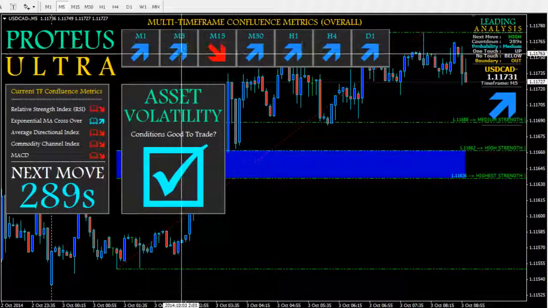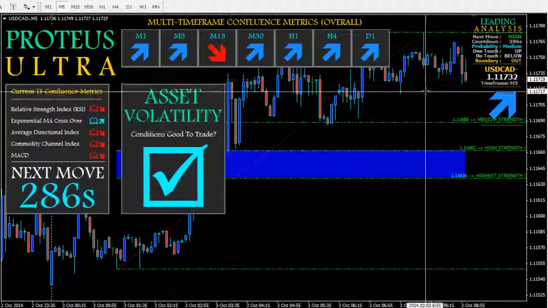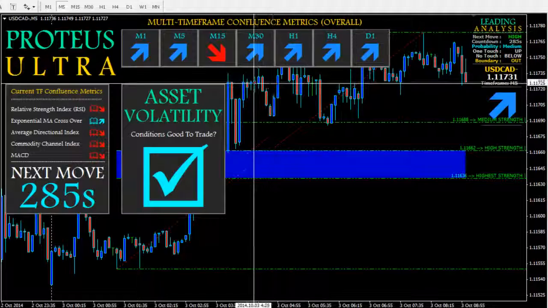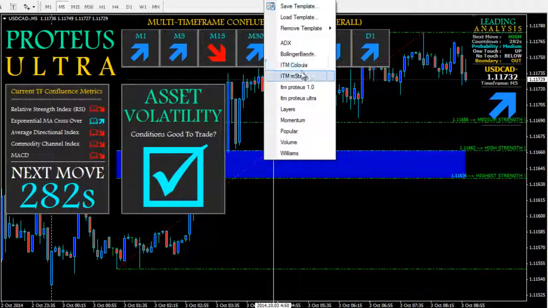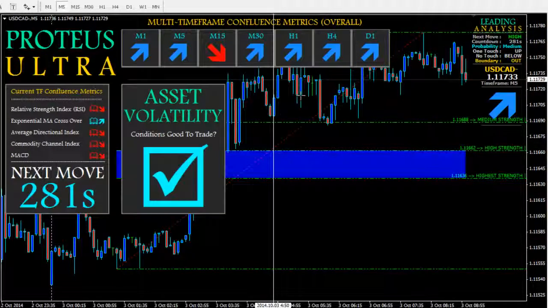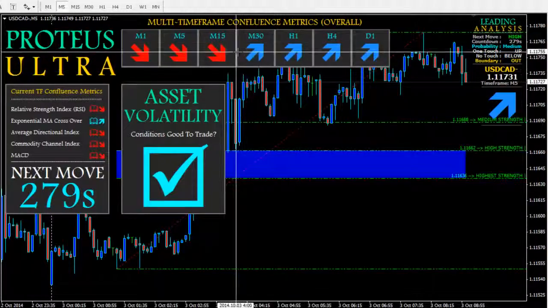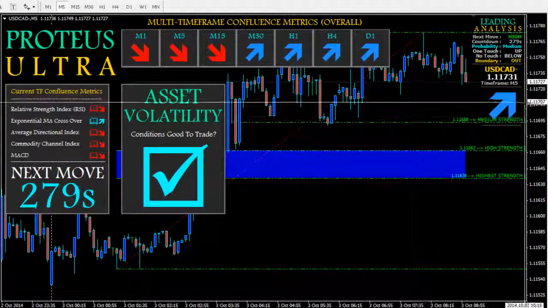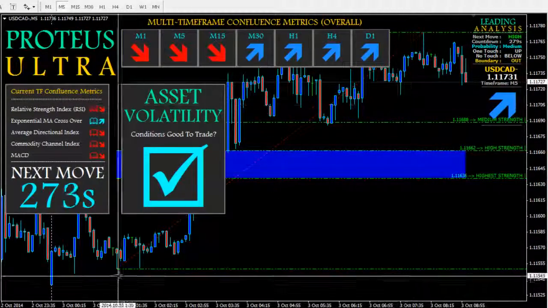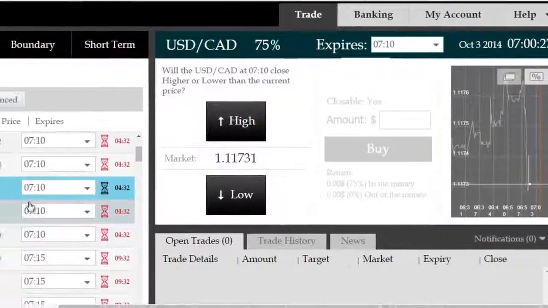Good morning. We're on the USD CAD here using ITM Proteus Ultra. We're going to refresh the chart here shortly. We're on the M5 time frame and going to see if we have an opportunity here to go multi-time frame. Now, looking at the M30, H1, H4, and D1, we're definitely in a long-term trend here.